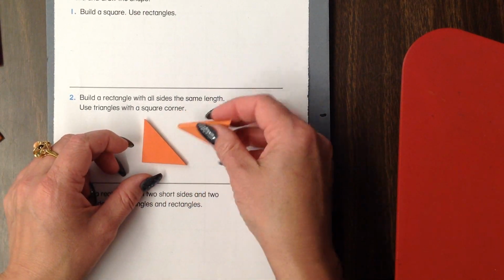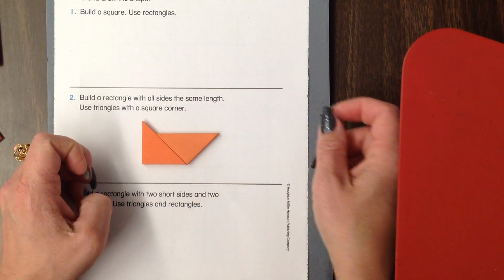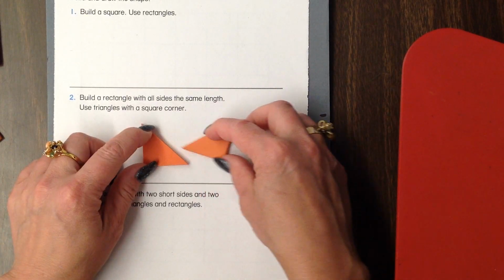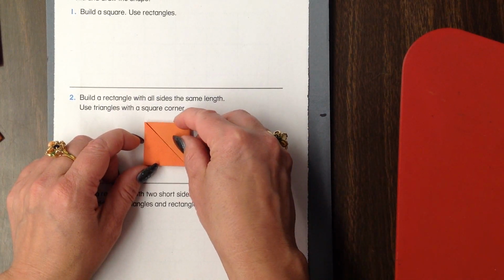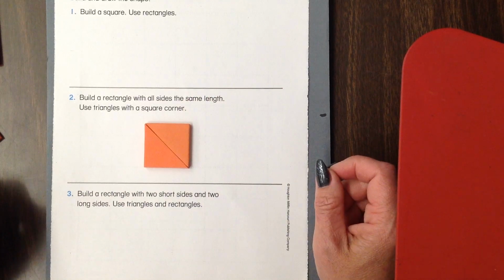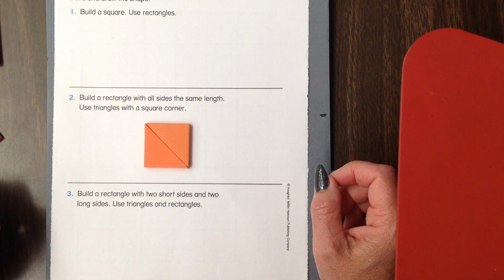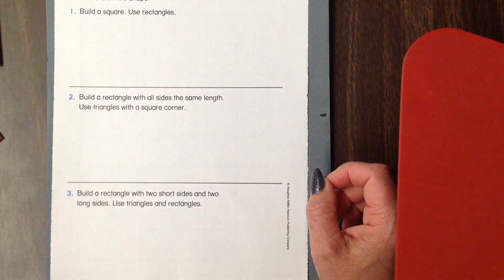So can I do it like this? Is that going to work? No, it's not going to be a square. But if I turn this around and I join my two long parts, that would form a square. All right. How about this one?